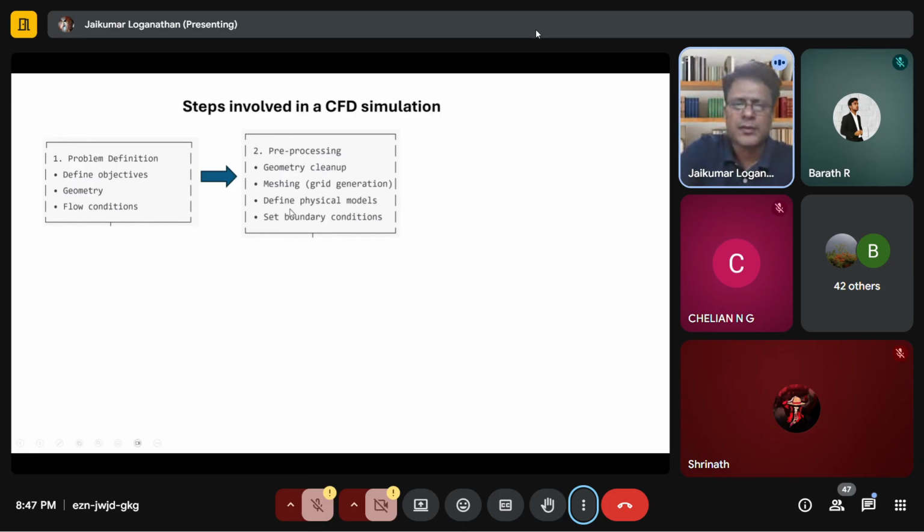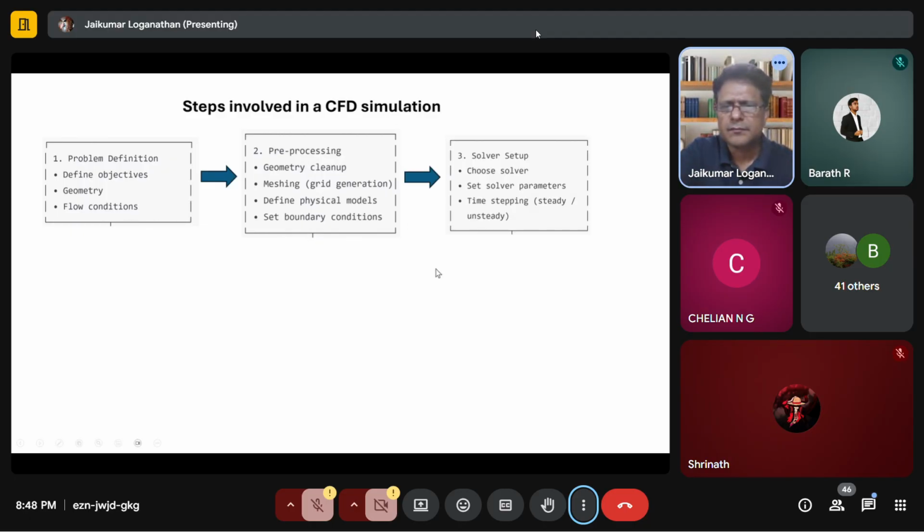Then you set the boundary conditions, right? What is the inlet flow angle? What is my boundary condition at the exit? Is it getting into atmosphere, or is it getting into another pressure kind of condition? If you look at a combustion chamber in a gas turbine, the outlet sees a turbine, right? So you have to set the boundary conditions appropriately whenever you're trying to simulate a combustion chamber, based on your downstream component, right? So that is setting the boundary condition.